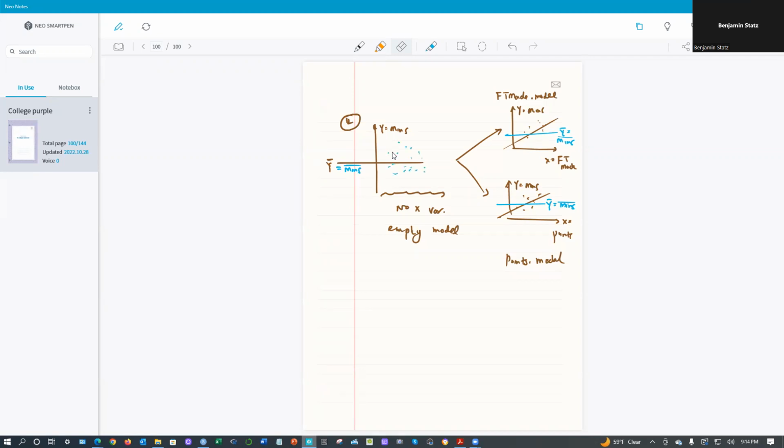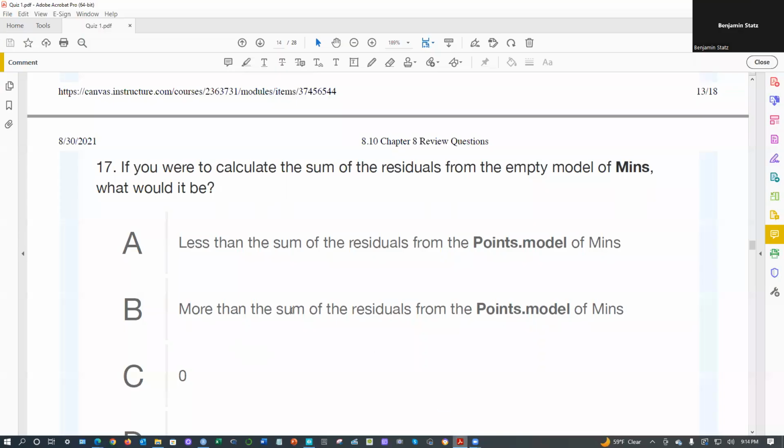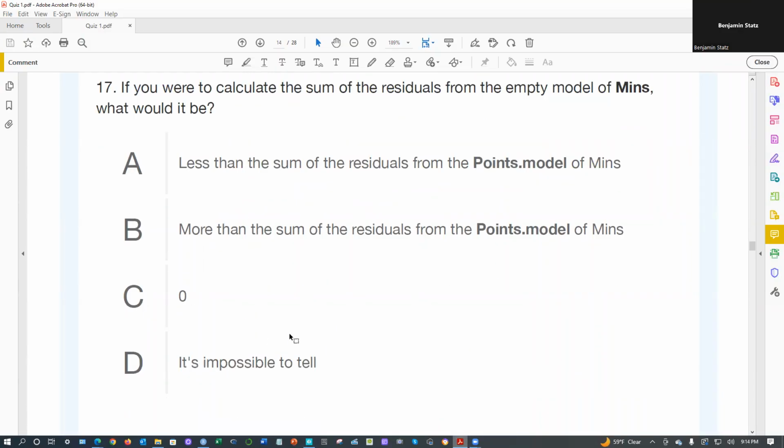Above and below, they were correct. Equally distributed. This will balance the data. That's why we're going to utilize the average. So in that sense, the sum of the residuals from the empty model is nothing but 0.